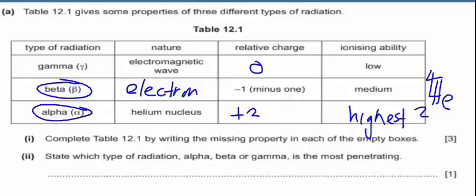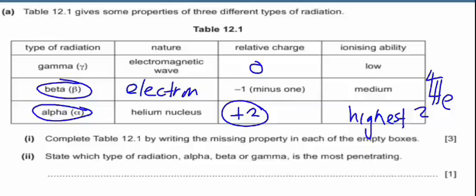Number 1, it is saying complete table 12.1 by writing the missing property in each of the empty boxes. 3 marks. So we have already completed here. Now, where is this 2 coming from? So whenever an isotope undergoes alpha decay, you're going to find that the proton number is going to be reduced by what? By 2.